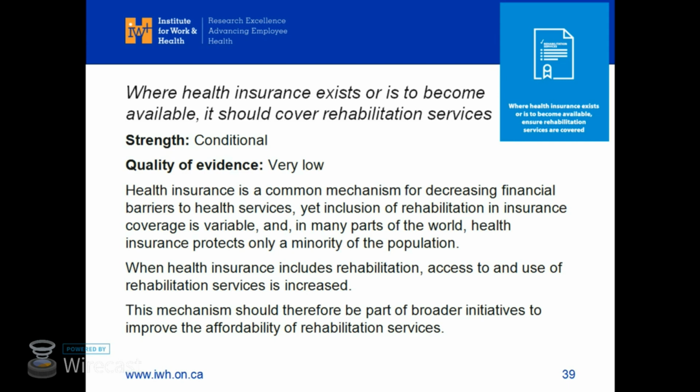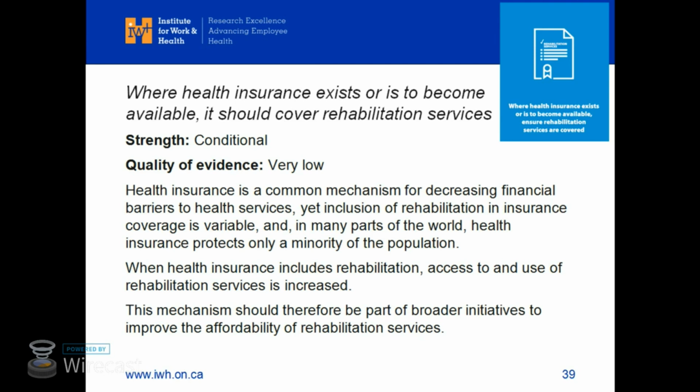It should be treated as a health condition. Should not be treated as a luxury. So that's what this recommendation says. Health insurance is a common mechanism for decreasing the financial barriers to access health services. And yet, many insurances will cover your drugs, they will cover your surgery, they will cover your glasses. Well, glasses are kind of an assistive device, but they will not cover orthotics, they will not cover a wheelchair, they will not cover modification in your house.